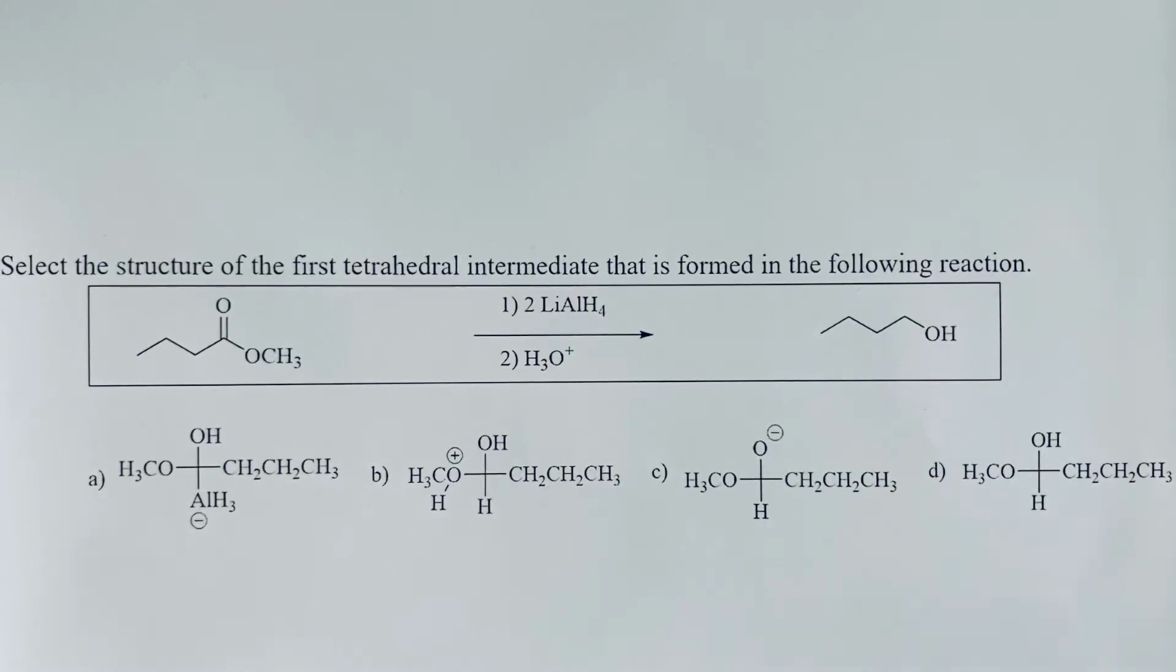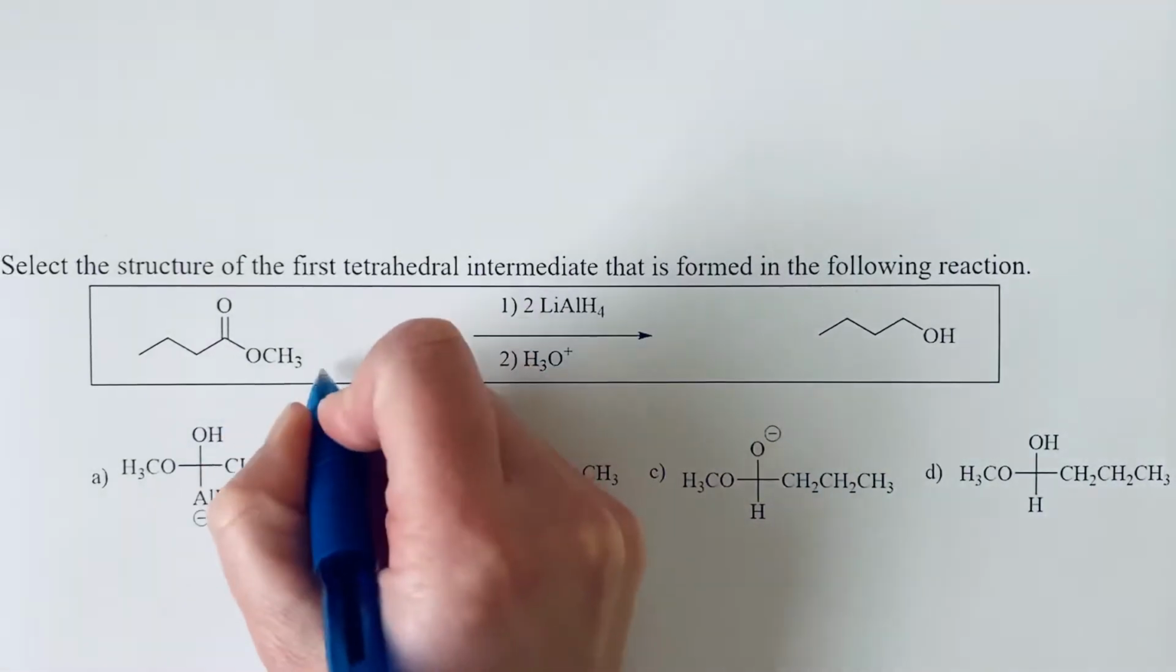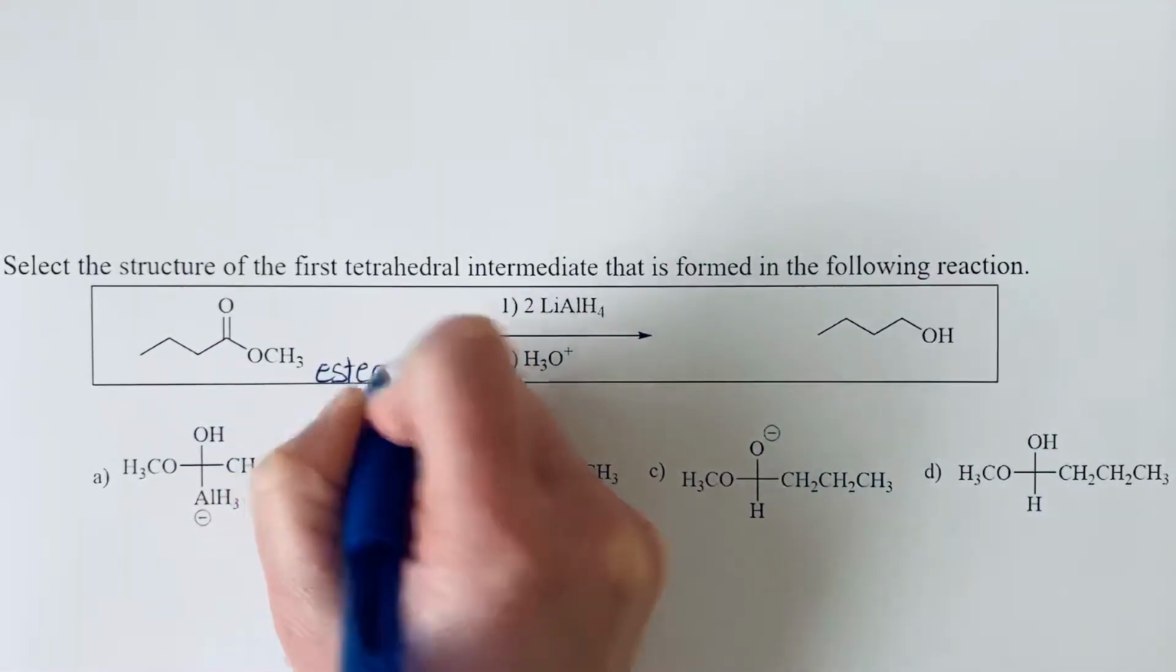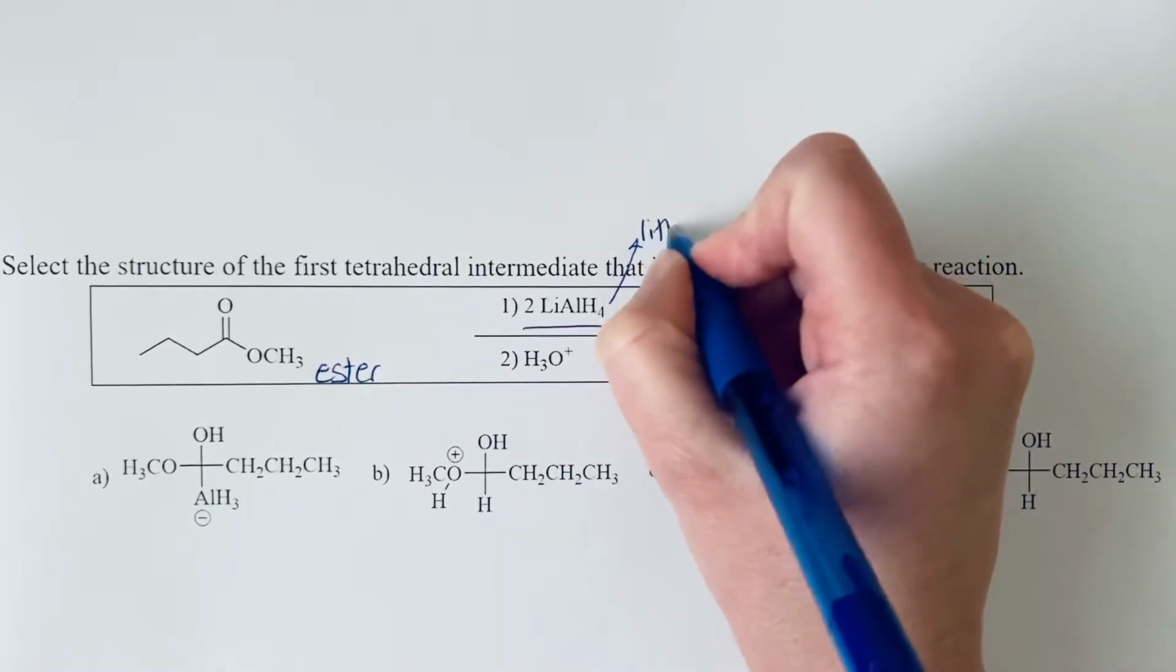Select the structure of the first tetrahedral intermediate that is formed in the following reaction. So to approach this problem, it's asking us about the mechanism of the reaction. So we need to take a look at what we're reacting and what we're reacting it with. If we take a look at our starting material, we can see that this is an ester, and we are reacting this with lithium aluminum hydride.